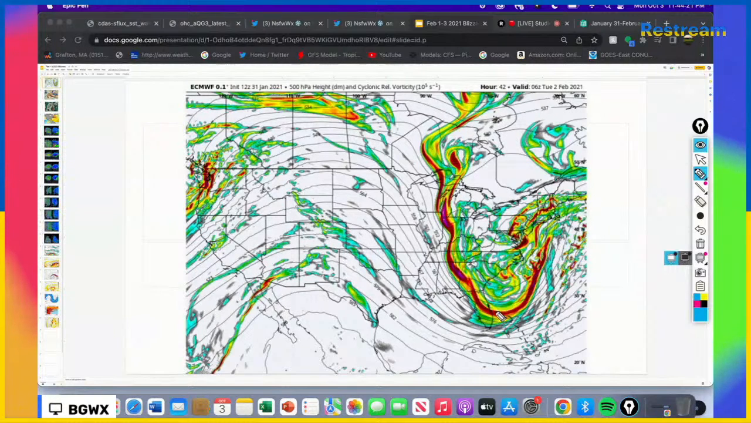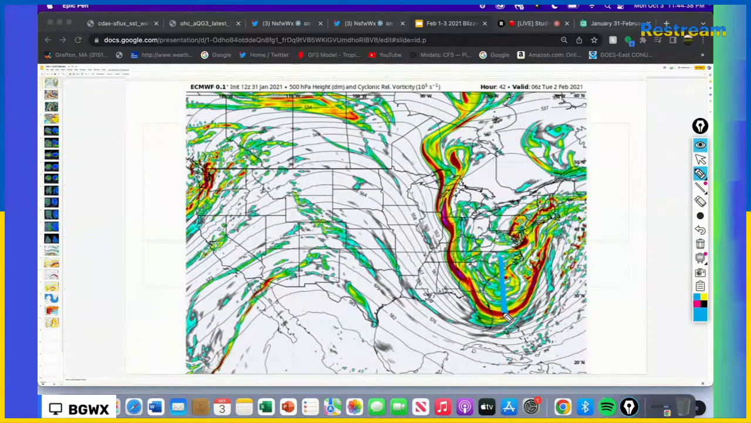And honestly, at this point, I'm trying to figure it out. It's still slightly positive, even though the trough base looks like it's going like this. The contour lines say a little bit differently, but it's basically almost neutral at this point.